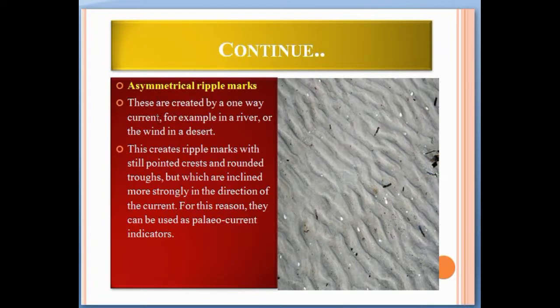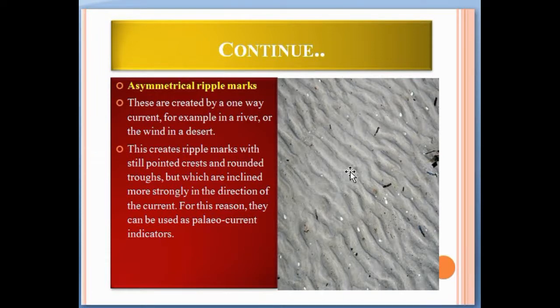Asymmetrical ripple marks are created by one-way current, for example in a river or the wind in a desert. This creates ripple marks with still pointed crests and rounded troughs, but which are inclined more strongly in the direction of the current. For this reason, they can be used as paleocurrent indicators. This type of ripple mark is formed by a one-way current. See here, these are asymmetrical ripple marks.